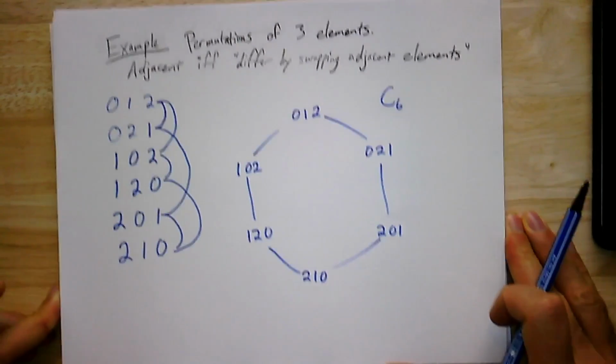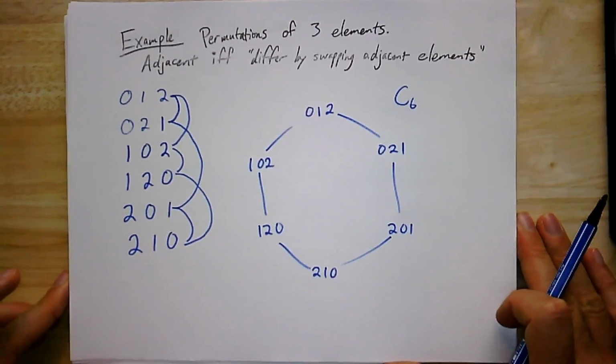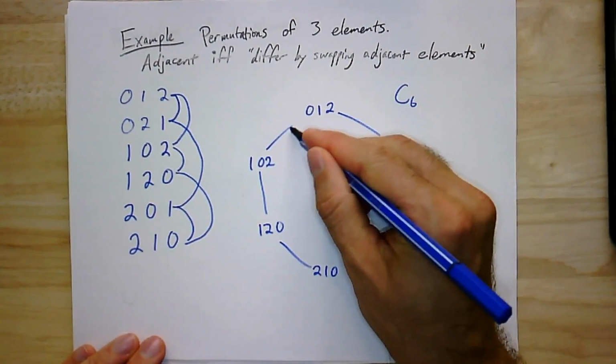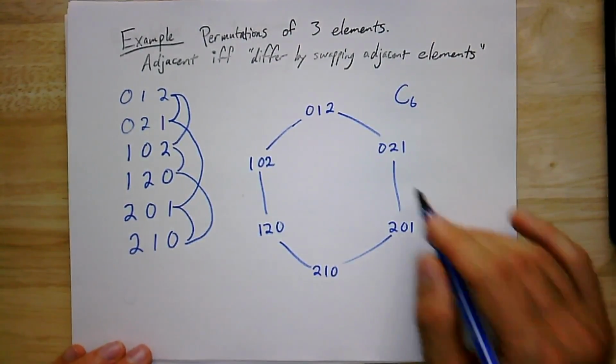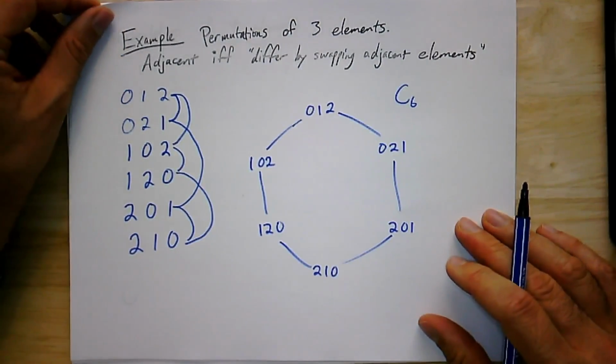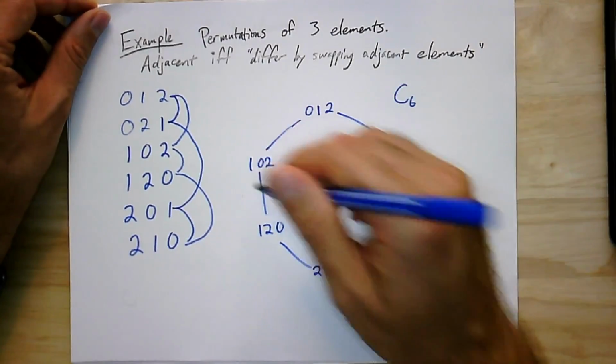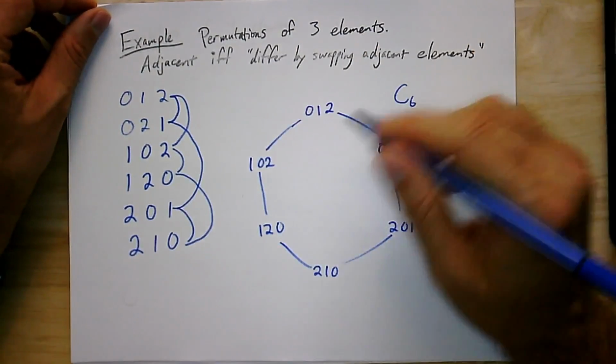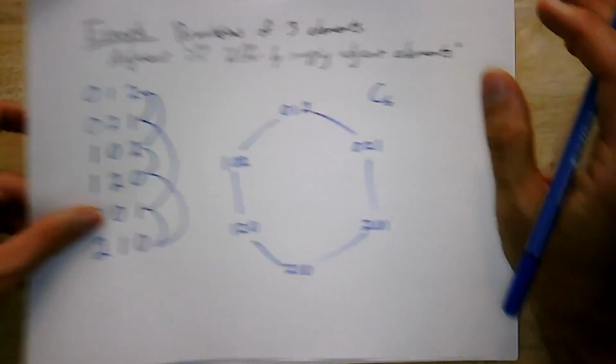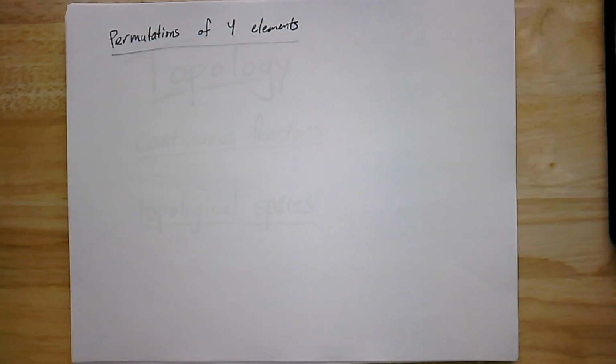So that's a drawing, and by drawing it, I get some sense of it. And what did I do? I put the vertices in positions in the plane, and I drew the edges as curves. Okay, let's do a more exotic one. Let's do permutations of 4 elements. This is super hard.